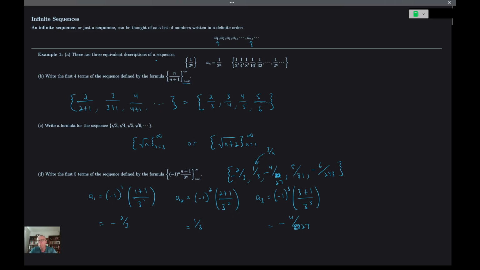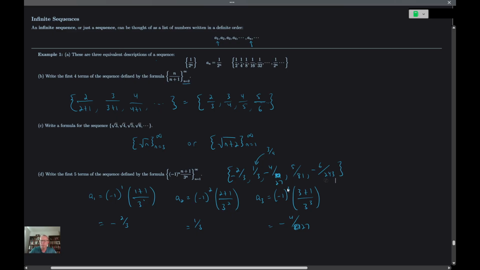Okay, you can write all these out if you want, but you don't necessarily have to. Once you see the pattern, you can figure out the terms as you go along.